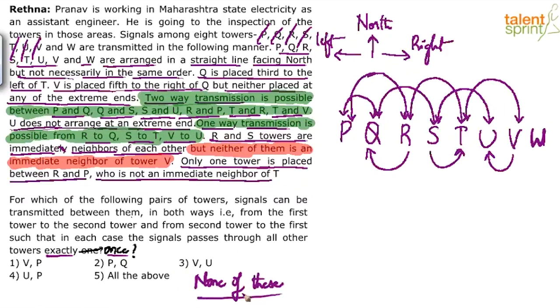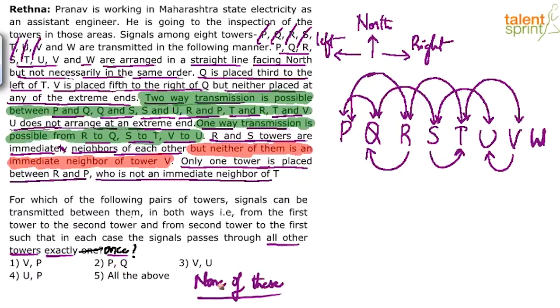Why is the answer none of these? Because the question says the signal has to pass through all other towers exactly once. But if I look at the communication here, it is only between the first 7 towers. The 8th tower W is not connected at all. W cannot communicate with any of the remaining towers. Even if you can connect V to P, V is not connected to W at all. So either the data given is incorrect because something is missing, or the options are wrong.